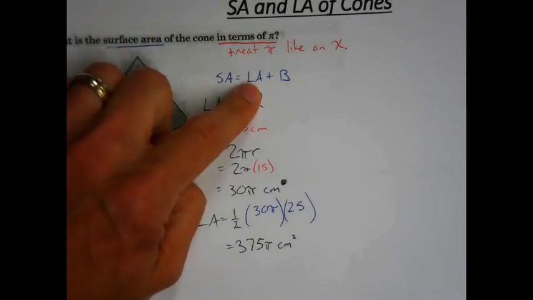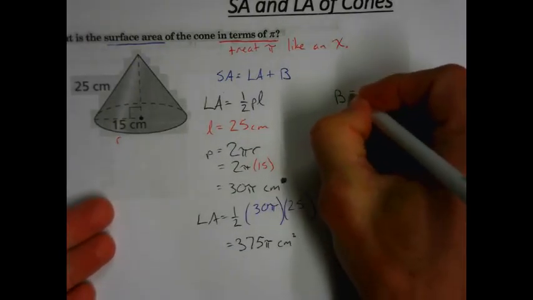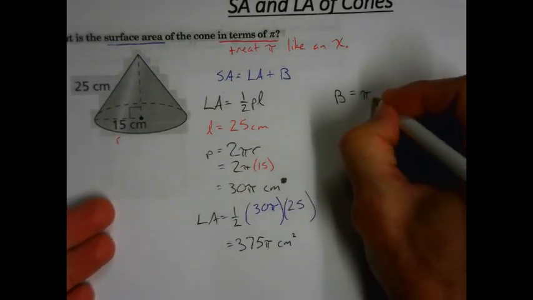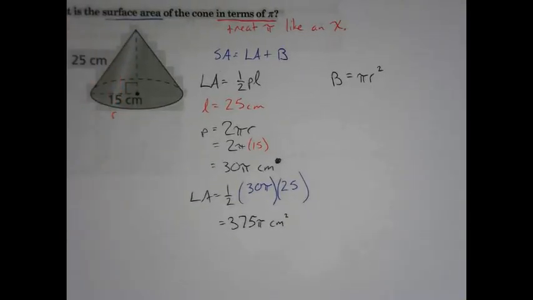So what we have to do is take that lateral area we just found and add it to the area of the base. So now we have to find the area of the base, and we all know the area of a circle is pi r squared. Remember, that has not changed. The area of the circle is still pi r squared. That's a standard formula everyone should know.